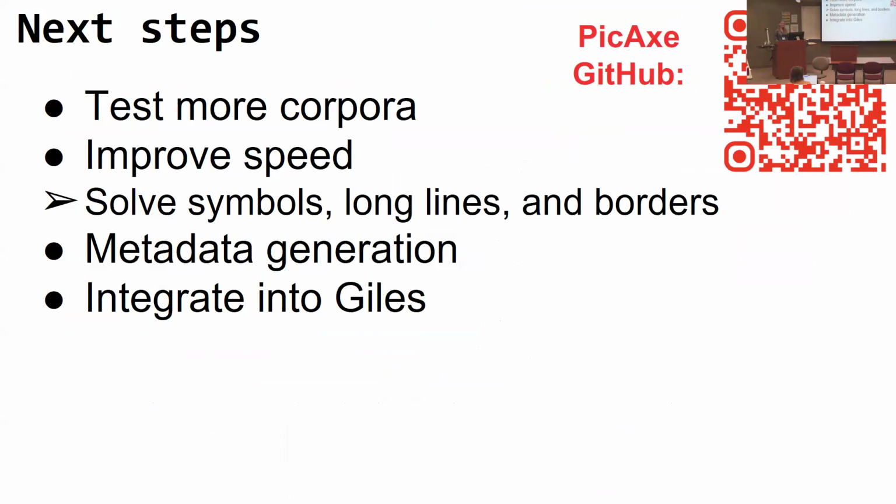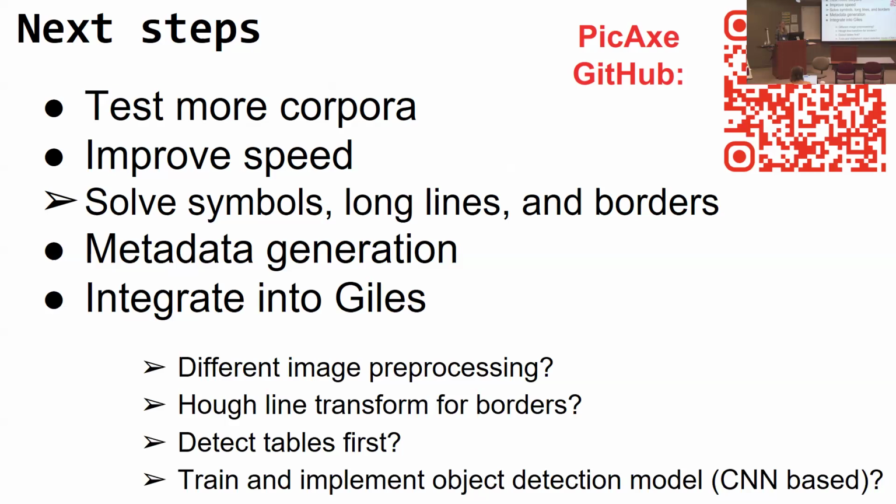We'd like to have metadata generated alongside the images, because right now we do it by hand. And then we'd like to integrate it into Files, which is Julia's project that does large-scale OCR on corpora of text documents. And then you can get text and images if you want. And those are just things we were going to do to solve our biggest issues. That's it.